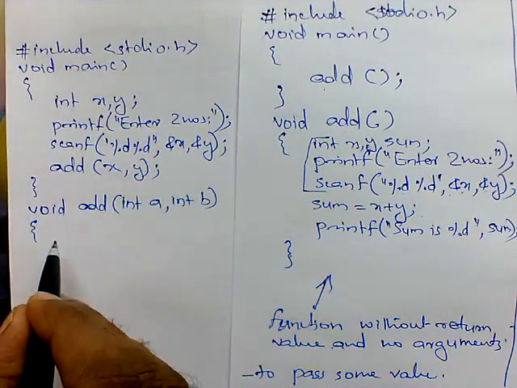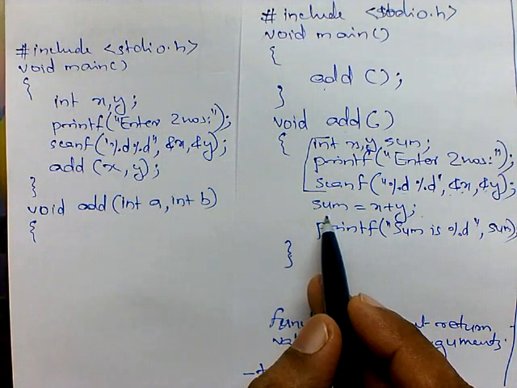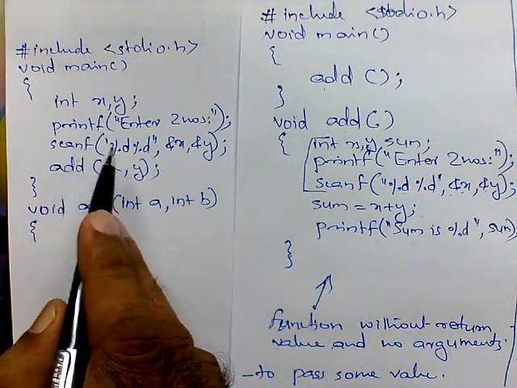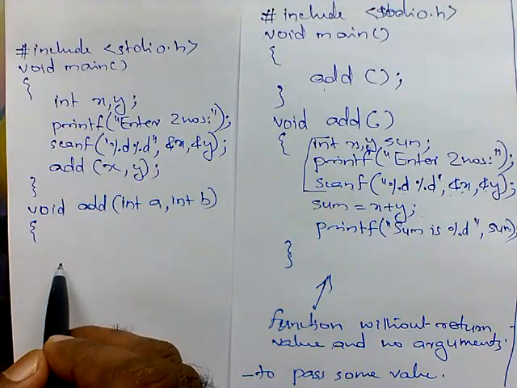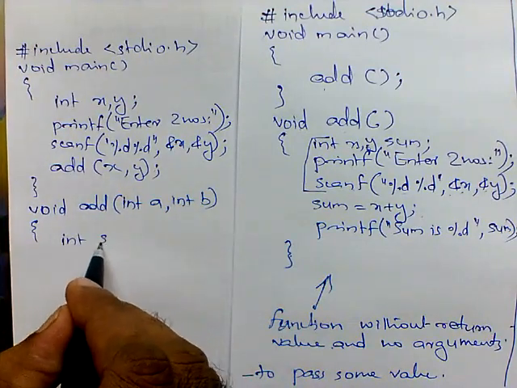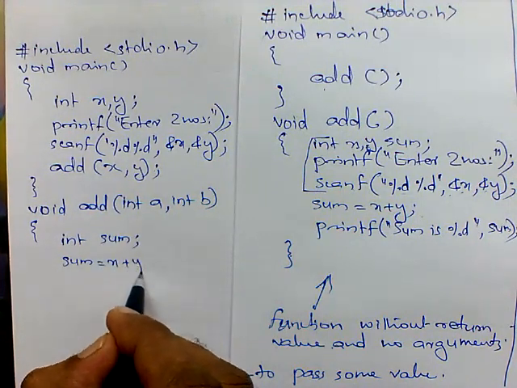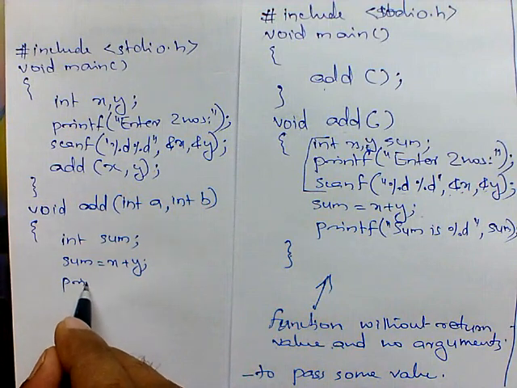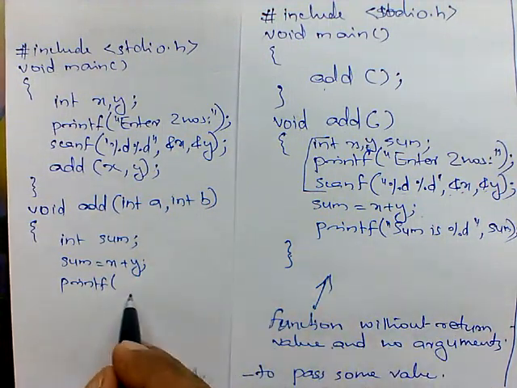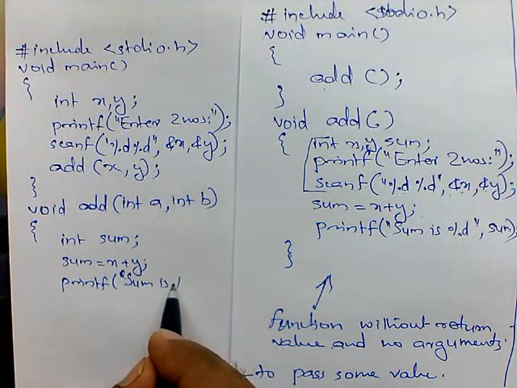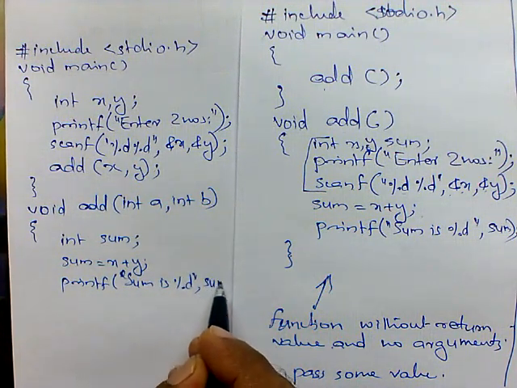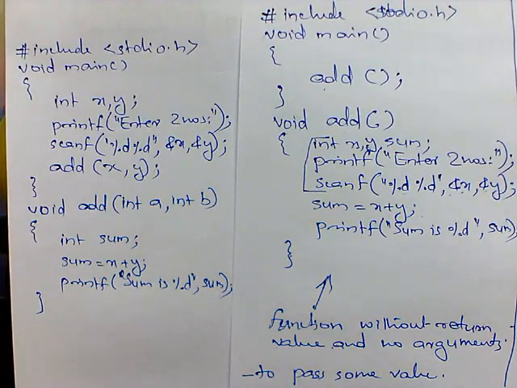What do you want to do? Sum, you want to find the sum. Sum is a different variable, so it is not defined here. Not only that, the variables that are defined in main you cannot access here, so you create another variable called sum to hold the sum, and then write sum equal to a plus b, and then write the printf statement as we did before: "Sum is %d", sum, put a semicolon, and close the bracket.